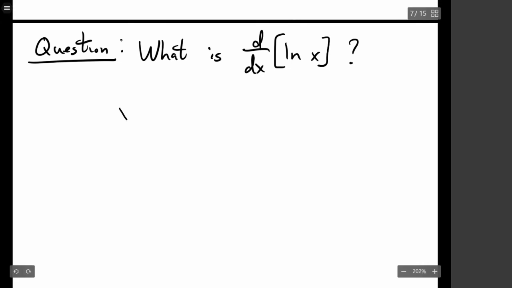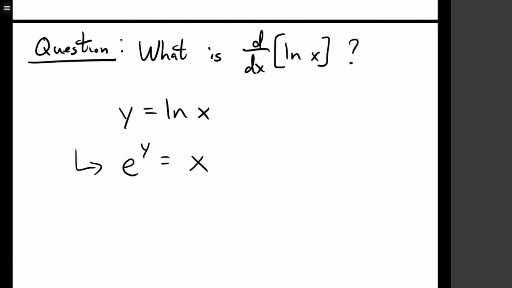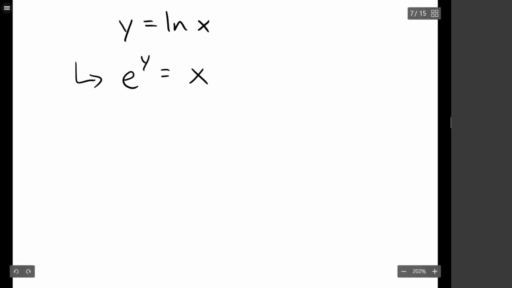So, y equals ln x. We can use the properties of logarithms to say, well, this means e to the y equals x. Okay, so now what we're going to do is take the derivative of both sides of the equation here.